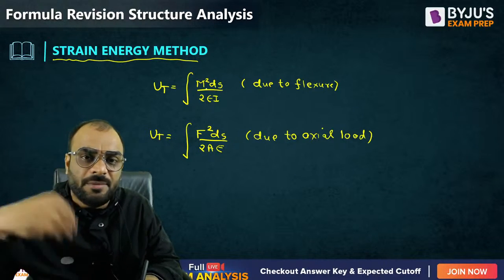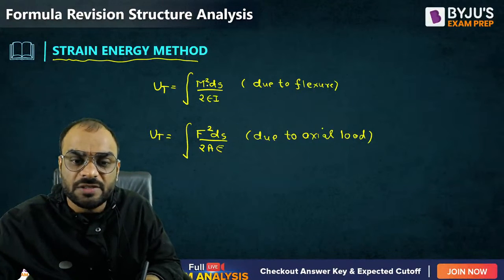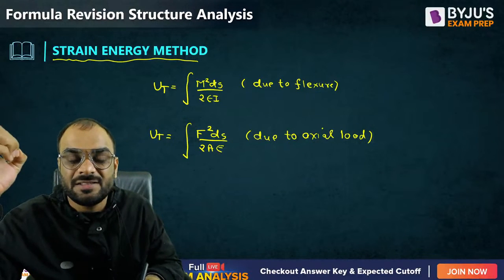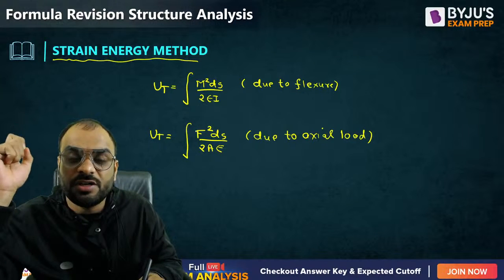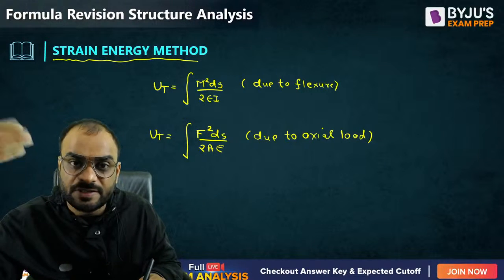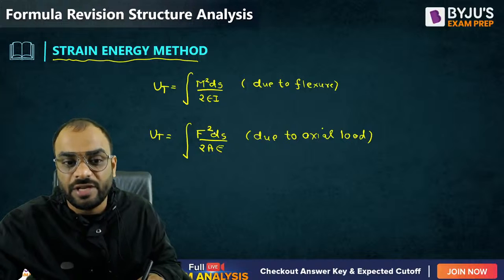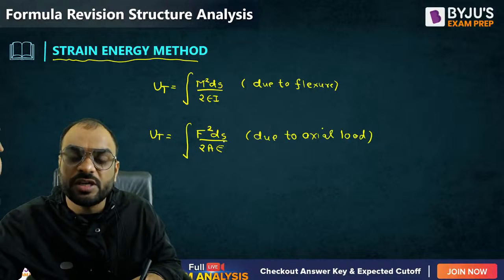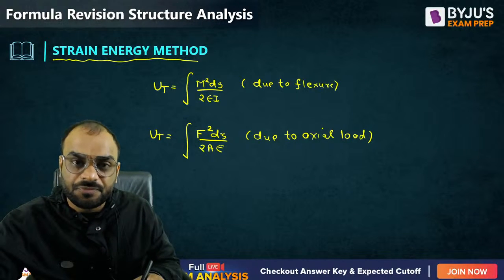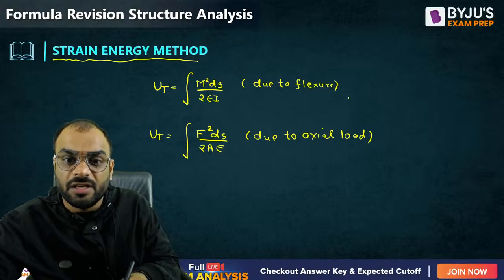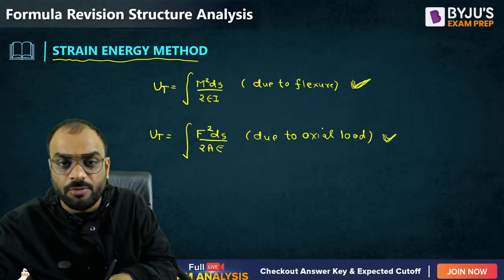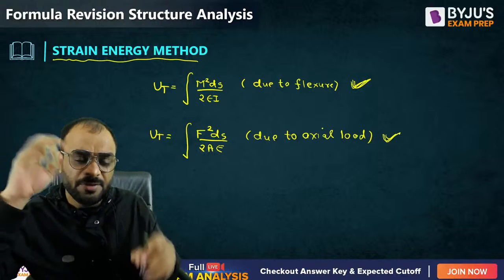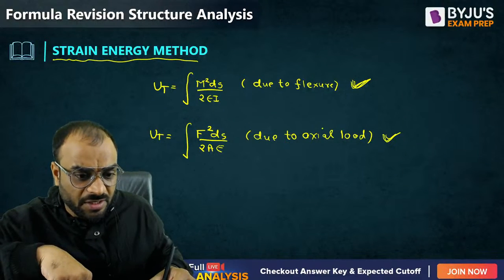Now what is M? M is basically the bending moment at a particular section. What is ds? It is the length of an element. Again, F is the axial force on our section and ds is the length of the element. In this way you can calculate the strain energy of the member if it is present in the form of flexure, or in the form of axial load. But let me tell you where it is more important.